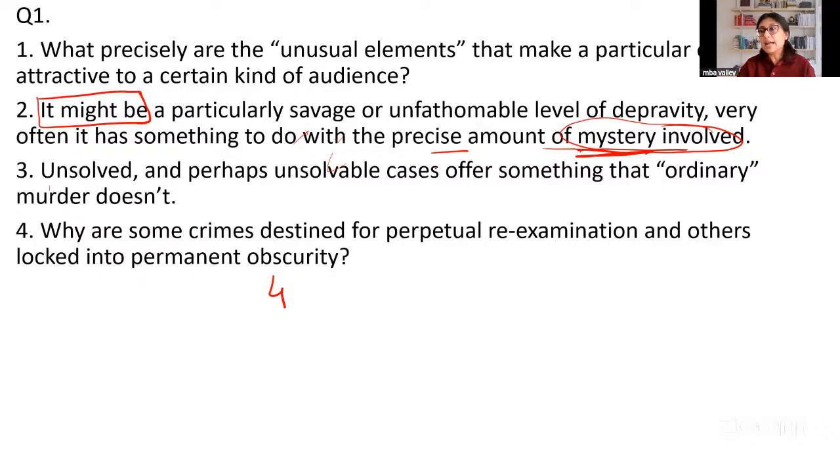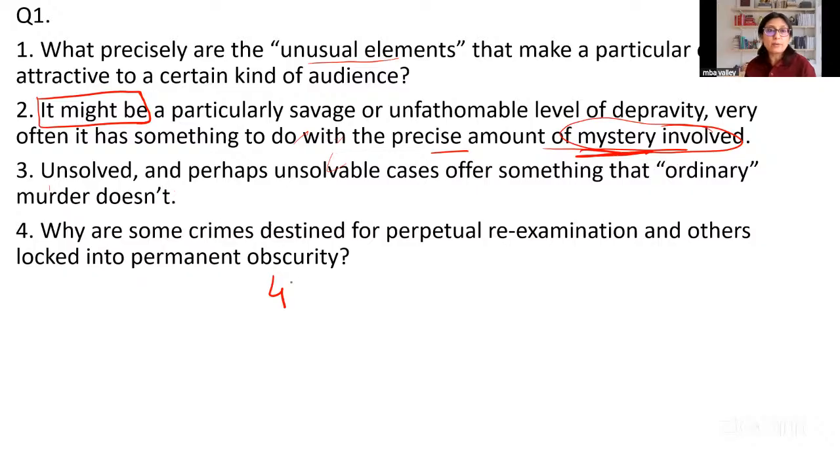Then after that, now if you look at the last sentence, which is sentence number 1, this says, what precisely are the unusual elements that make a particular case so attractive to a certain kind of audience? Now, this is slightly broader and more abstract. It feels like a summary, like a generalization of the idea already discussed. So it wraps things up by reframing the discussion and coming full circle in conceptual terms.